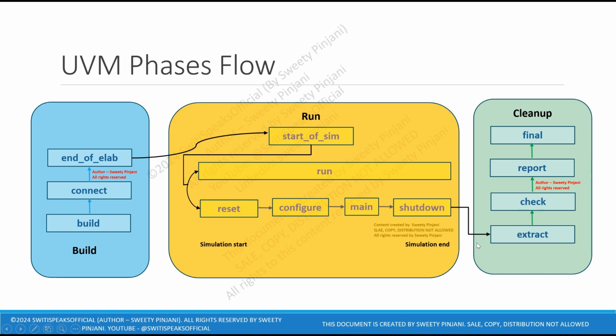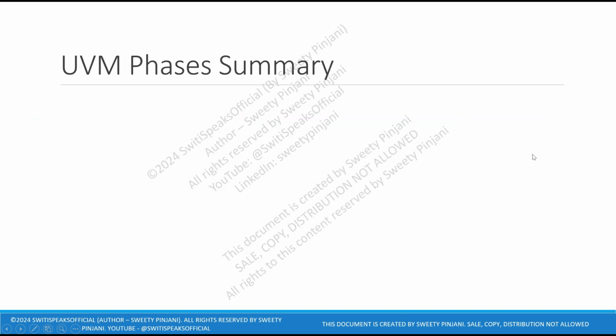Later on, we move to the cleanup phases, in which again there are four steps. First, we will extract the information, then we will check, then report, and then final. Let's summarize now. First, we saw that each of the testbench components is going to have UVM phases, which are predefined. There were three phases. One was build, in which first build will happen, then connect, then end of elaboration.